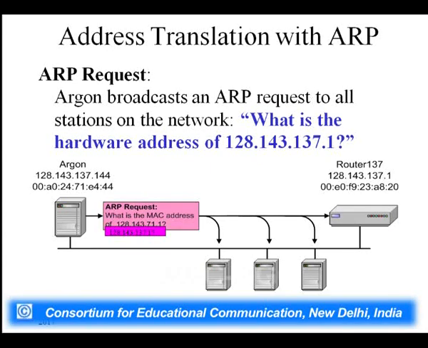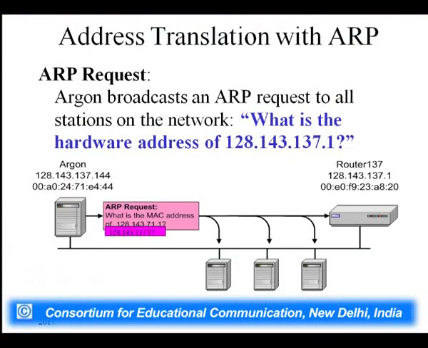And its hardware address is 00:A0:24:71:E4:44. And if you look at the rightmost one, that is a router. The IP address of this router is 128.143.137.1. And its MAC address is 00:A0:F9:23:A8:20. Now, in addition to this, below this horizontal line, there are three more machines.